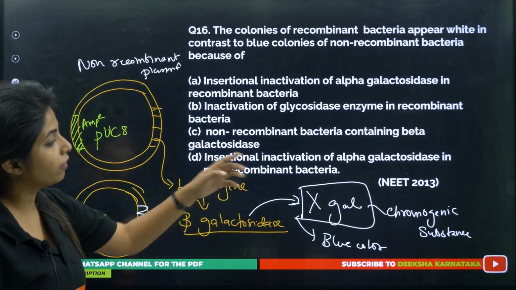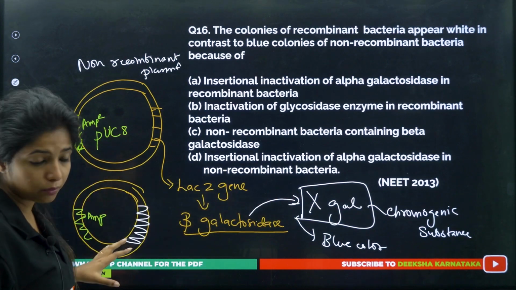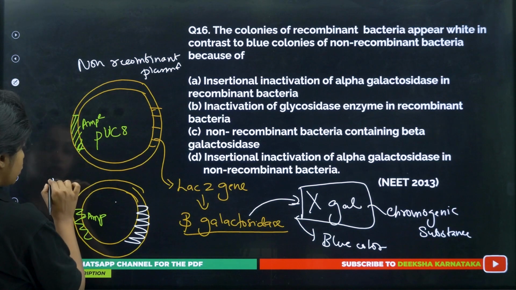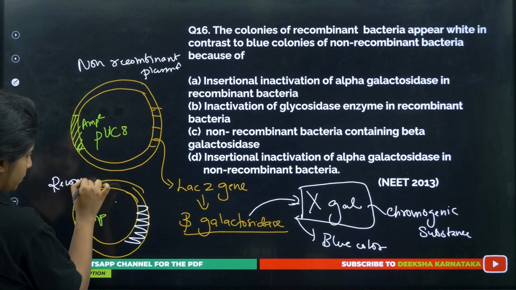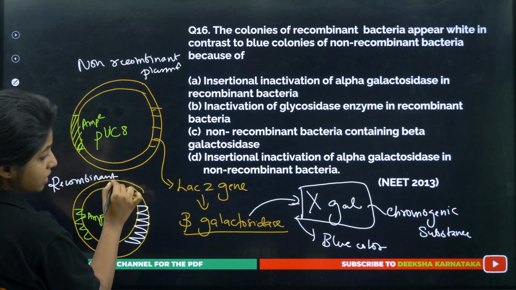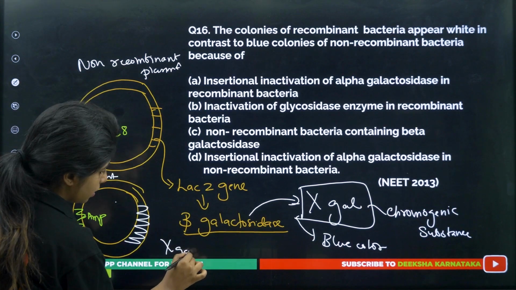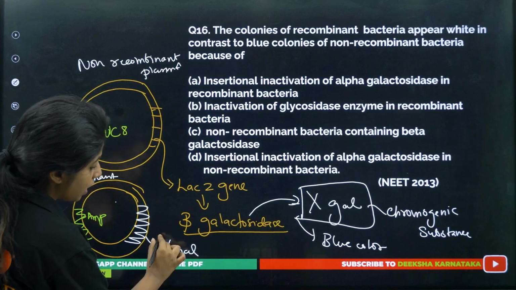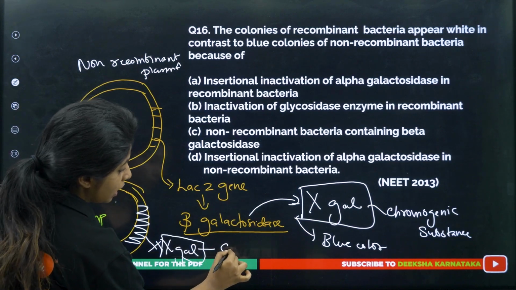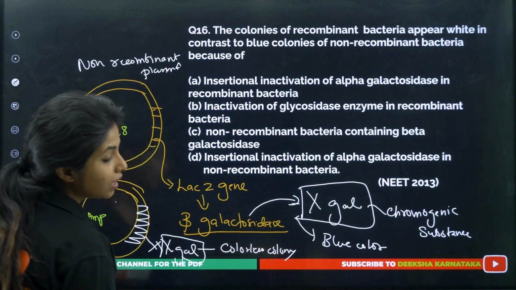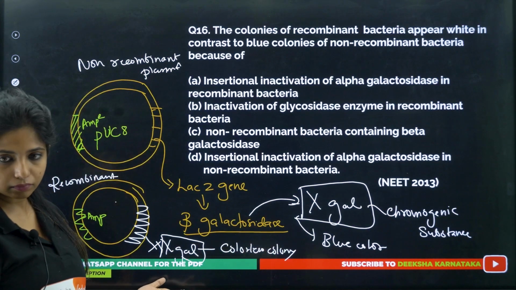No. So even if I put X-gal in this particular medium, having the pUC8 plasmid vector like this, which is a recombinant, will it still give me blue color, children? No. Even if I put X-gal, there is no beta-galactosidase, and hence there won't be any color change. It will be a colorless colony of bacteria.